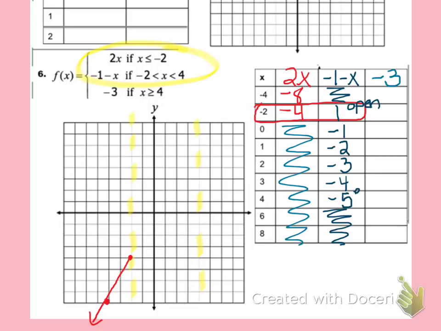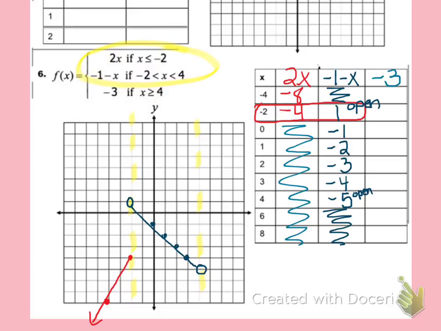Now on this one, I'm also going to have an open dot because it says that it's less than 4. So technically I shouldn't have plugged in 4, but I want the graph to go right up to that line and just shy of it. So on both of those spots, I'm going to put an open dot. So here is those points plotted. And I'm going to connect those between those 2 boundary lines.